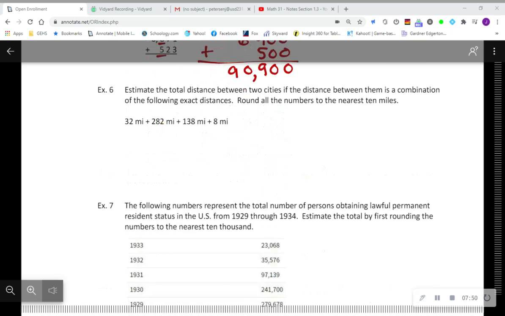Okay, estimate the total distance between two cities if the distance between them is a combination of the following exact distances. Okay, 32 plus, so we're just adding these, okay? And we're going to estimate to the nearest 10 miles. So 32 rounds to about 30. 282 when you round it to the nearest 10 is 280, and the 2 doesn't change it. The closest 10 miles, it's either 130 or 140. It's closer to 140. And finally, 8 is closer to 10 than 0.